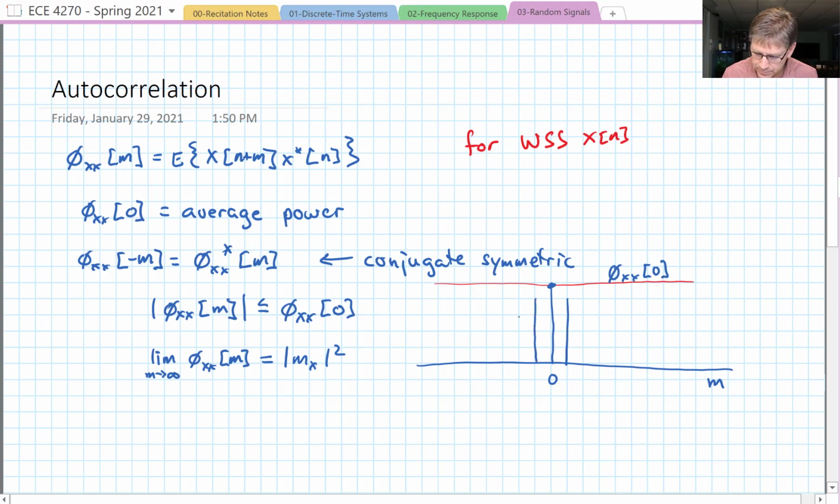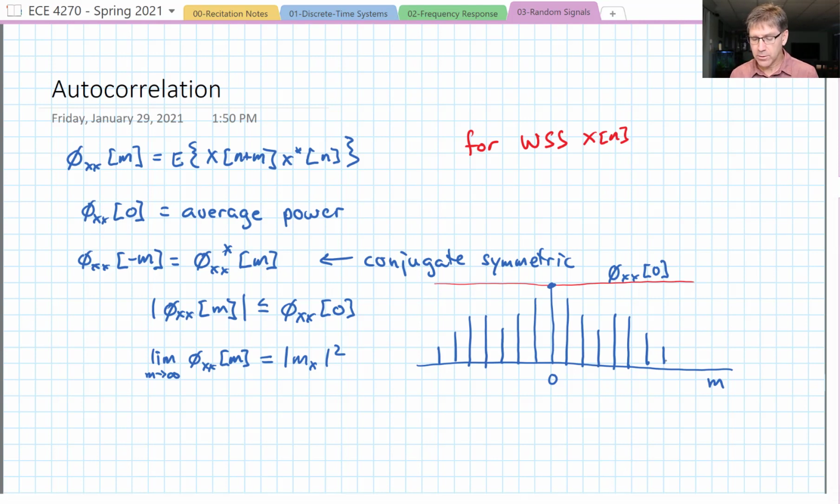Next to it, the values tend to taper off. Now you may have some functions that don't purely taper off, and if you have strong periodicity, you get periodicity here as well. But the autocorrelation function is even, or conjugate symmetric if it's complex, and it tends to taper off down to the mean. Now if the mean is 0, it's going to taper off down to 0.